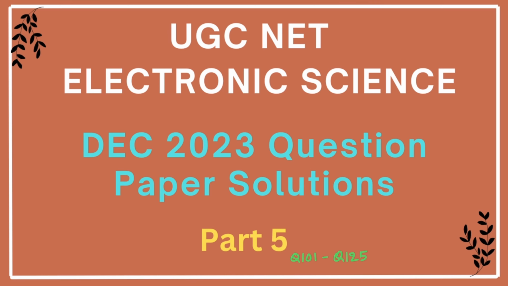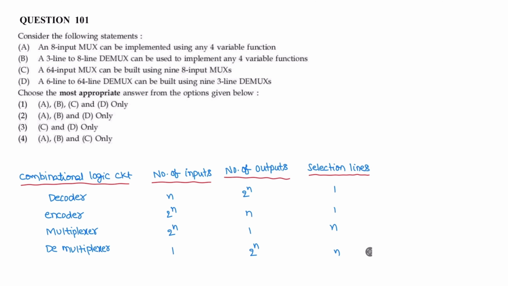December 2023 UGC NET Electronic Science Question Paper Solutions Part 5, that is from question number 101 to question number 125. First question. This question is related to multiplexer, demultiplexer, encoder and decoder. We know that a multiplexer is a combinational logic circuit with 2^n inputs, 1 output and n selection lines. A demultiplexer is the inverse of a multiplexer with 1 input, 2^n outputs and n selection lines. Similarly, decoder and encoder are inverse to each other.